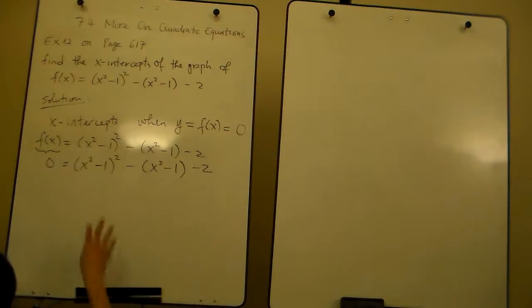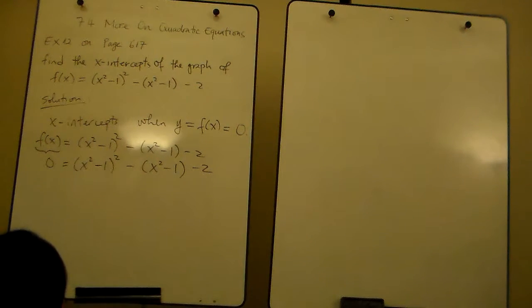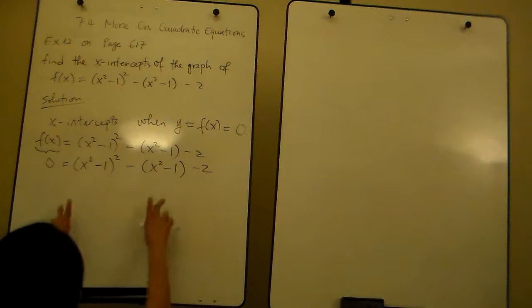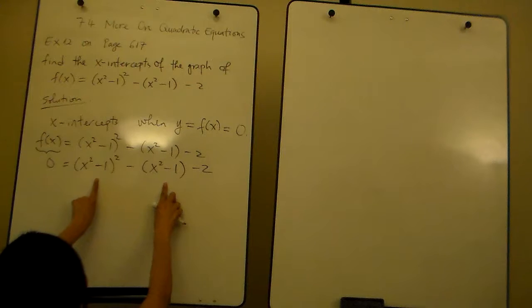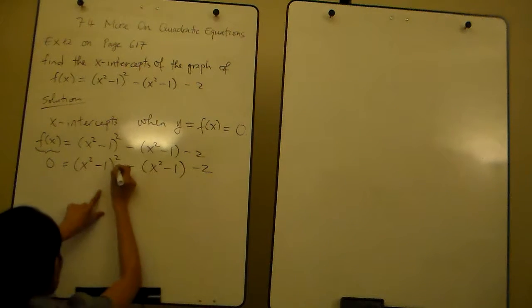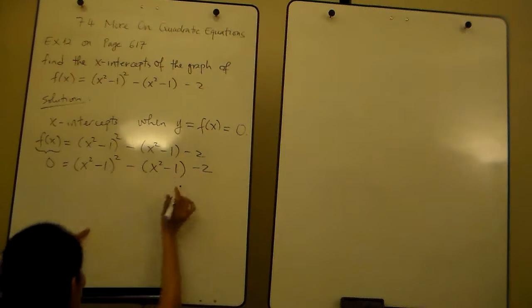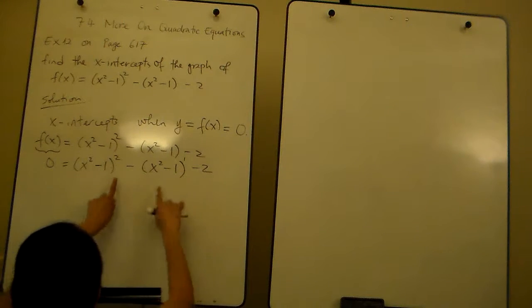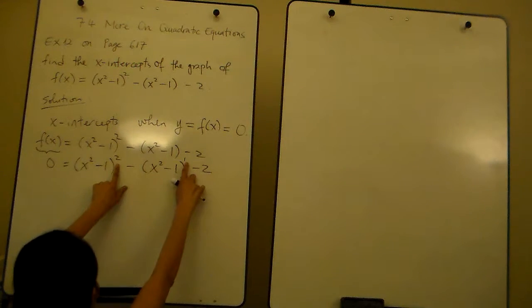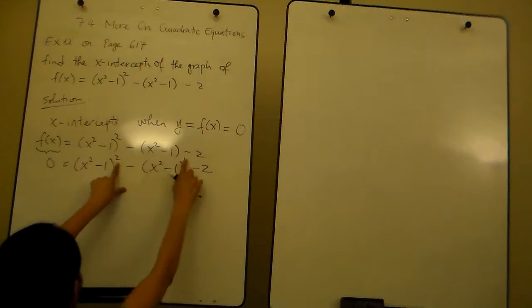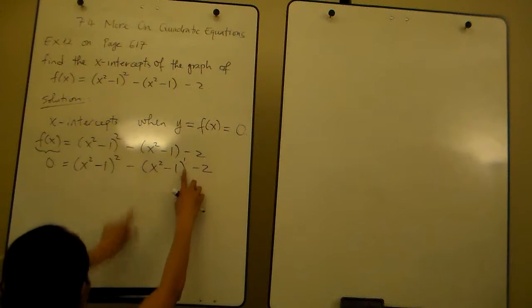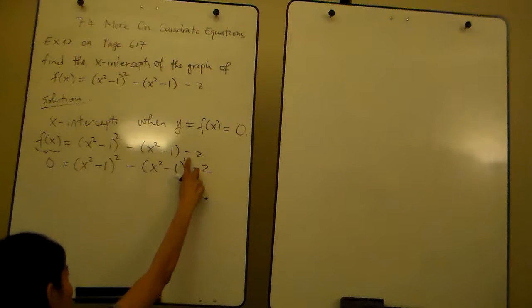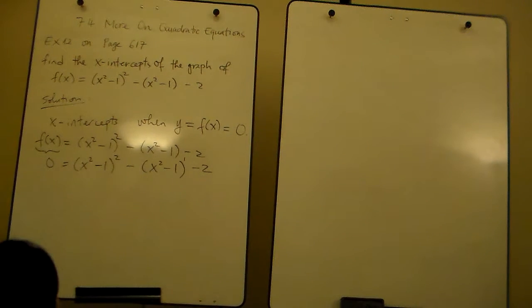Now, this looks like a very complicated equation, but if you notice that x squared minus 1 appears here, and the power of this x squared minus 1 is 2, and the power of this x squared minus 1 is 1, these two terms have powers that are related by a factor of 2, because if you multiply 2 by 1 here, you get 2 here.